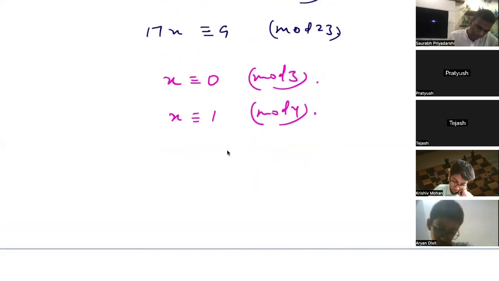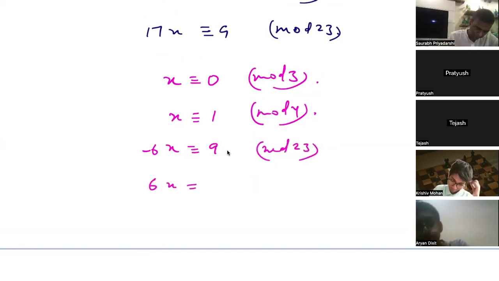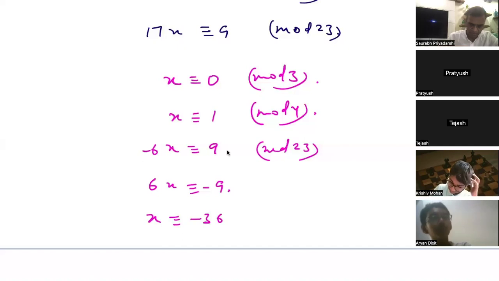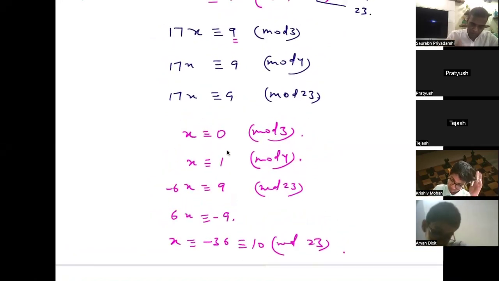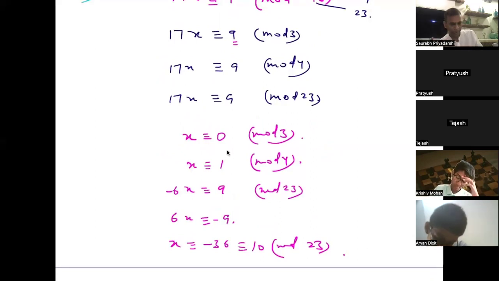And the last one is, right, 23. So minus 6x congruent to 9 mod 23, or multiplying with 6, x congruent to minus 9, multiplying with 4, right? So this is x congruent to minus 36, plus 46. So this is coming as 10 mod 23. See the calculation part. Every time I'm doing the full calculation, for the sake, you'll know exactly how we are getting the numbers.